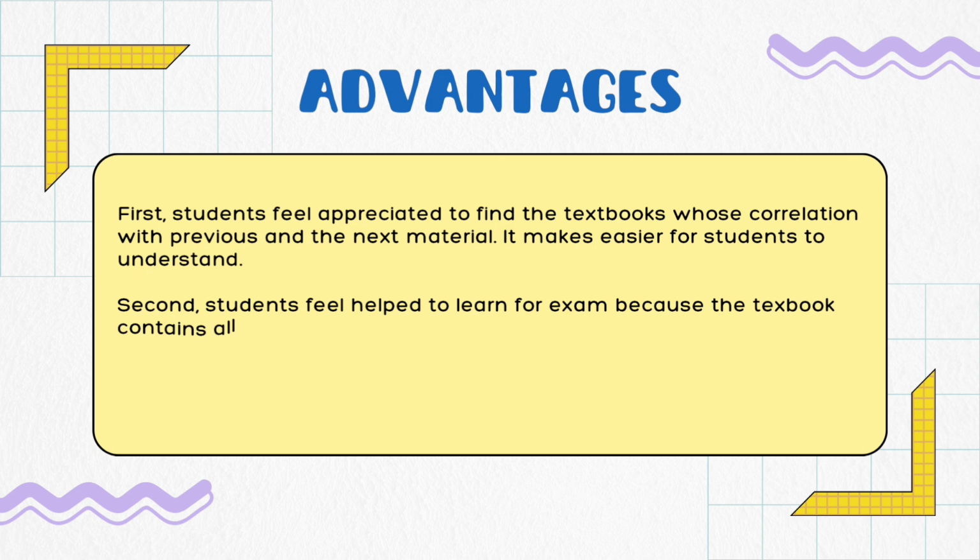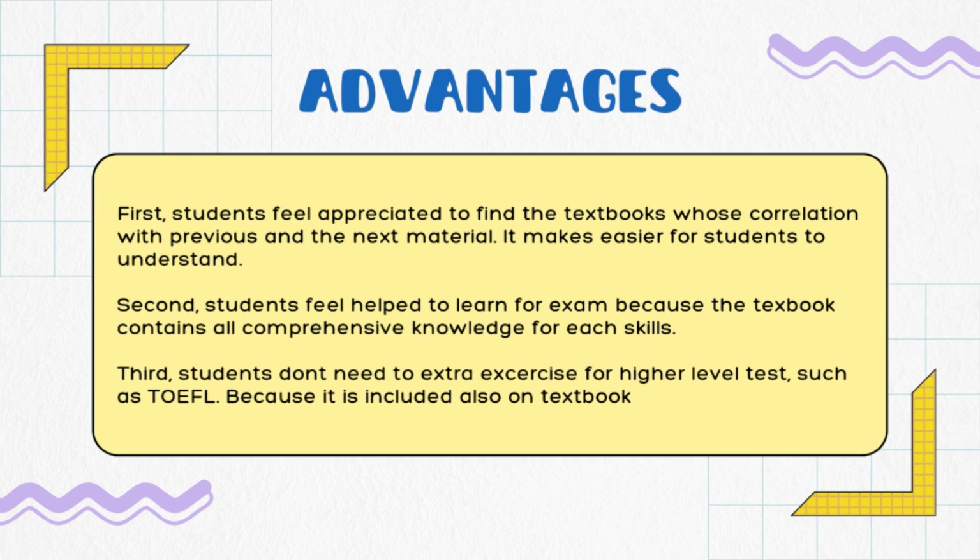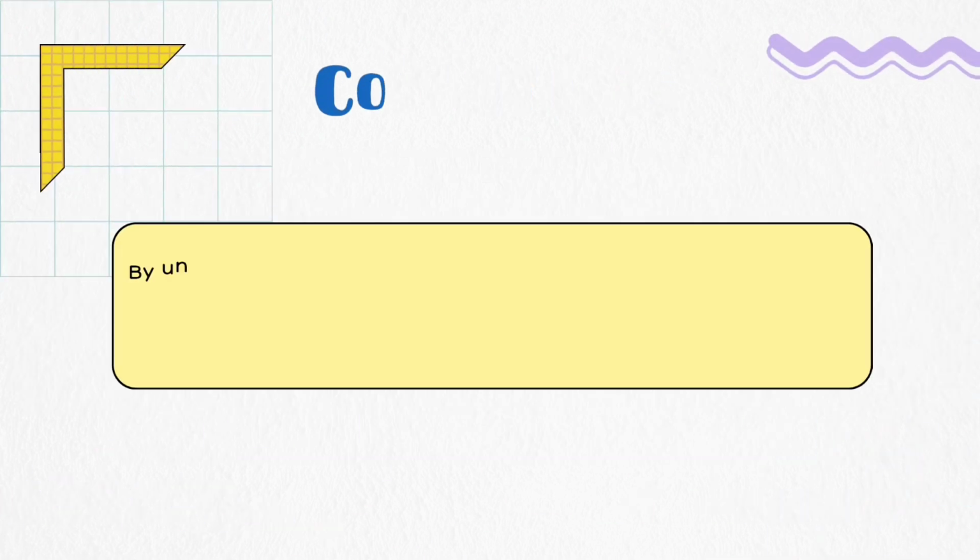Besides the challenges of adopting the materials, here are the advantages of implementing adoption in English teaching materials. First, students feel appreciated to find textbooks with correlation between previous and next material. It makes it easier for students to understand. The second one, students feel helped in studying for exams because the textbooks contain comprehensive knowledge for each skill. The third one, students don't need extra exercises for higher level tests such as TOEFL because it is also included in the textbooks.